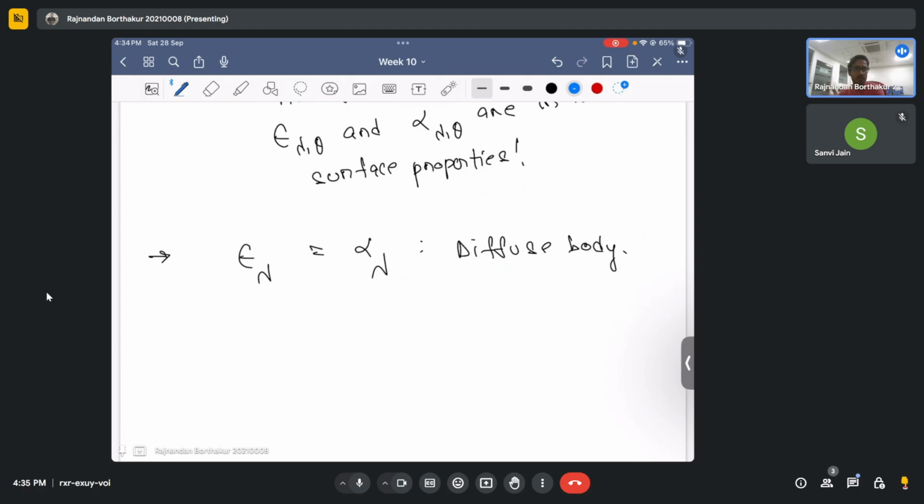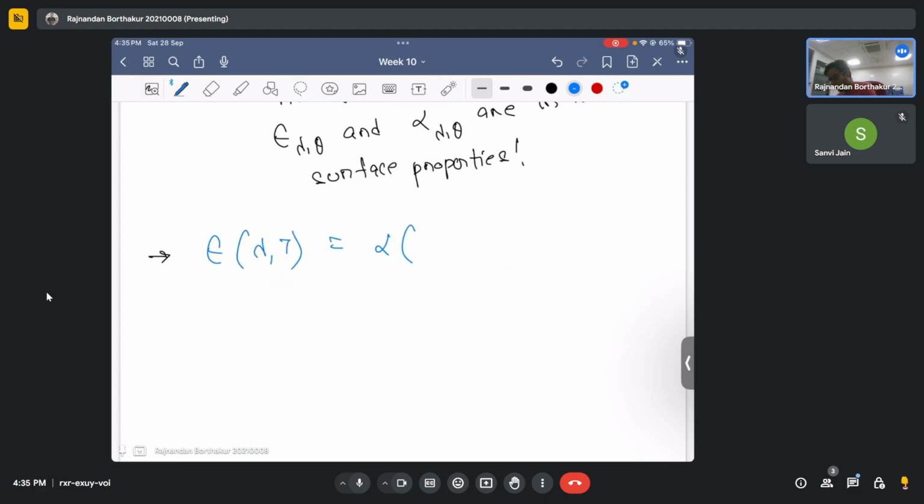And then if I assume it's a diffuse body, this means that my properties are now not a function of direction, and I can simply write it down. As you have pointed out, it's better to write it down like this. For a diffuse body, epsilon will now be a function of lambda and T, and alpha will now be a function of lambda and T, and this is true for a diffuse body.